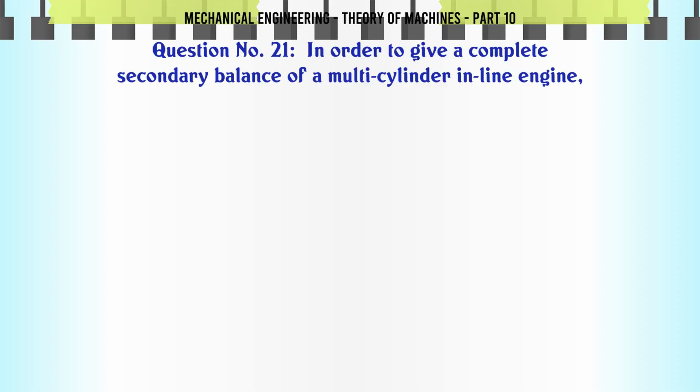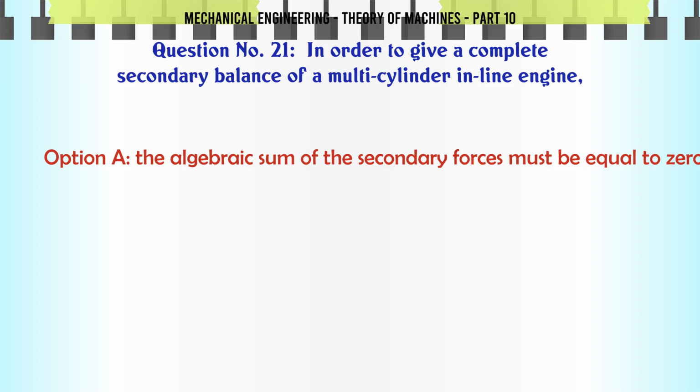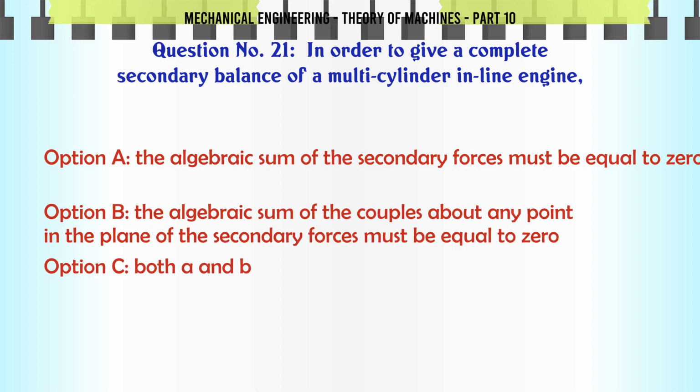In order to give a complete secondary balance of a multi-cylinder inline engine, A. The algebraic sum of the secondary forces must be equal to 0. B. The algebraic sum of the couples about any point in the plane of the secondary forces must be equal to 0. C. Both A and B. D. None of these.